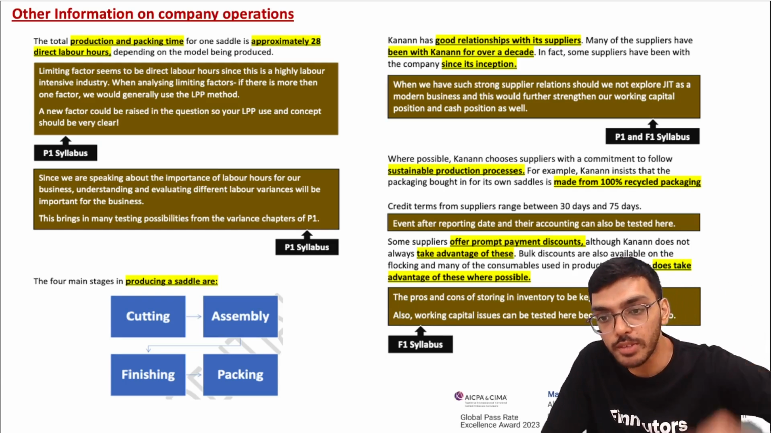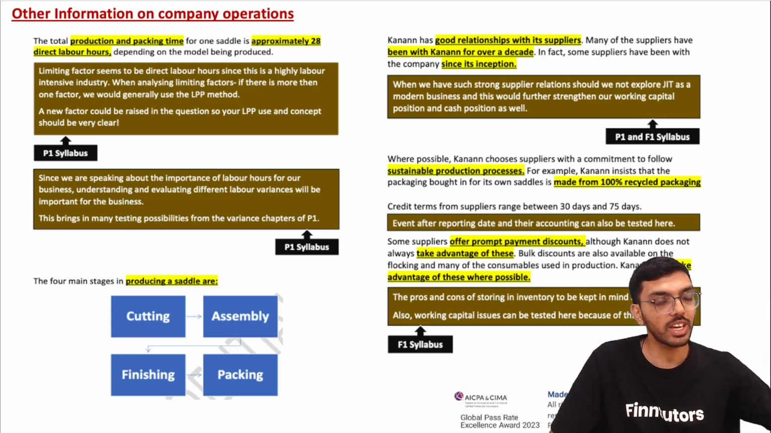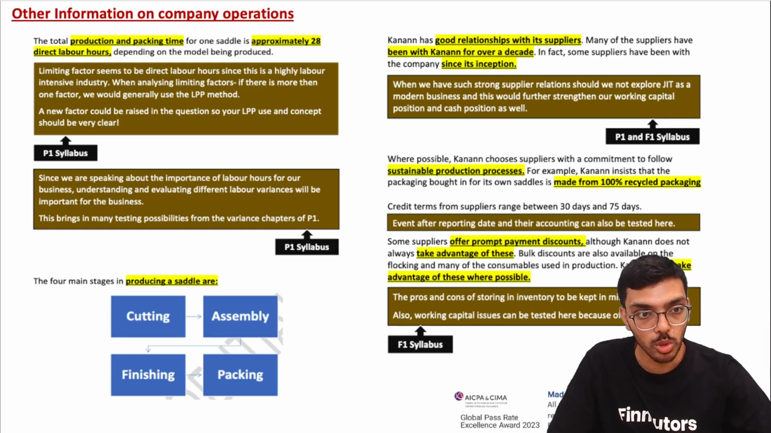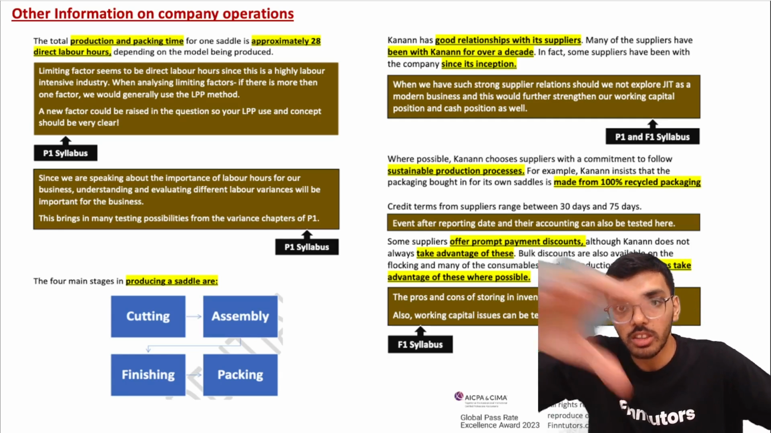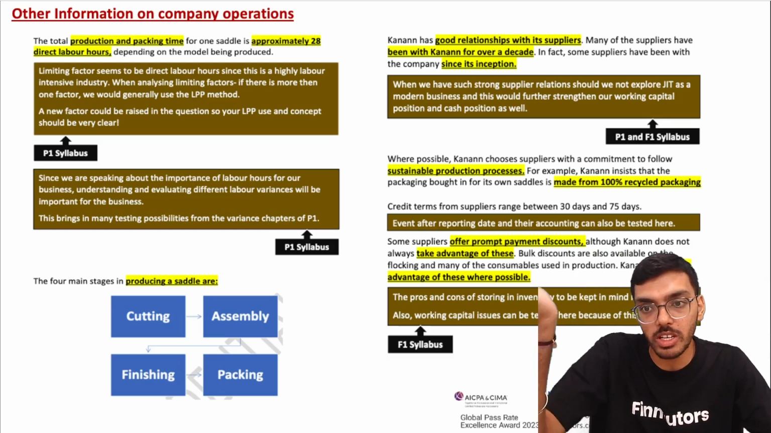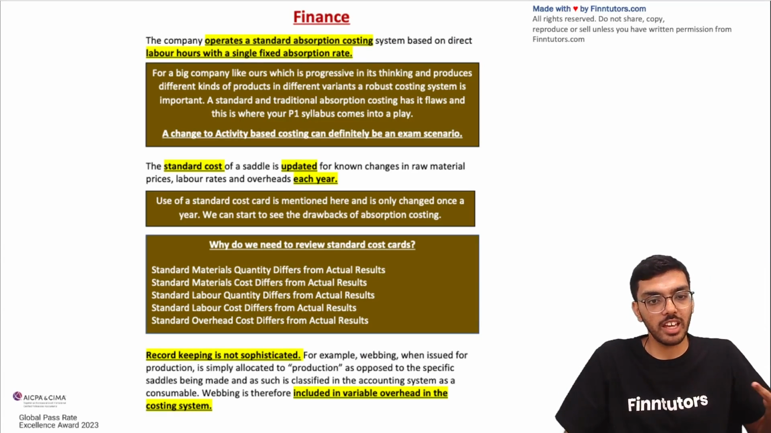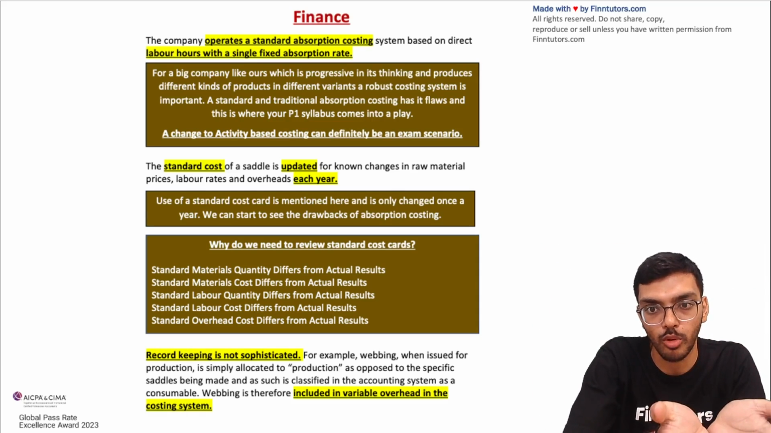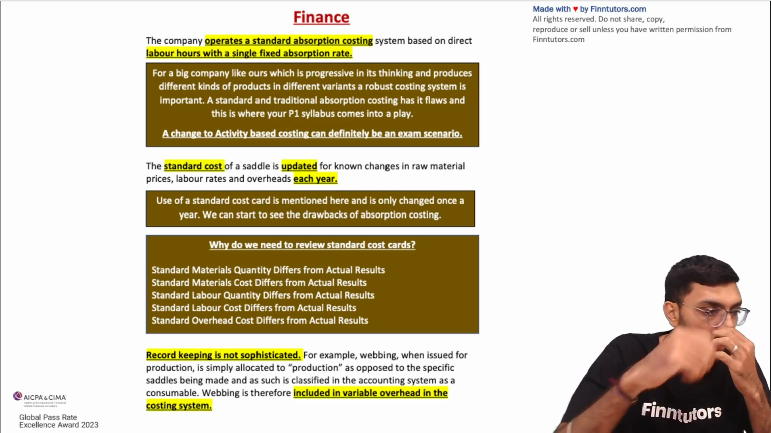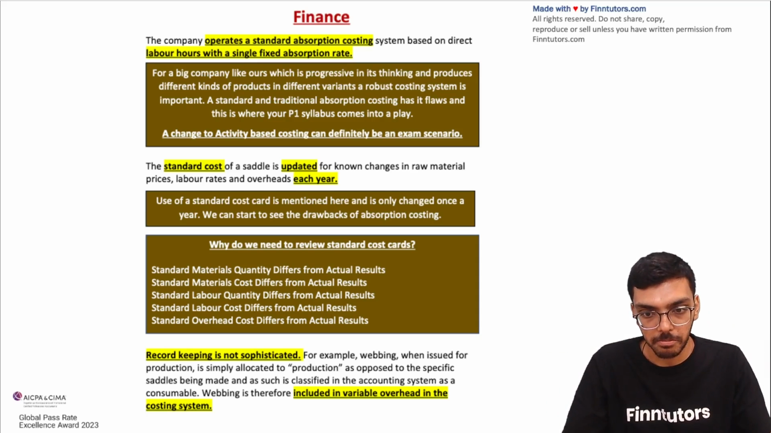So the pros and cons of storing inventory need to be kept in mind. If you store a lot in inventory, it means a lot of cash is situated in one place, so you are losing out on the opportunity to use that cash somewhere else. This is your working capital cycle. The pros and cons of working capital. Again, F1 syllabus. So through these other operations that I spoke about, I gave you a picture of the 4 processes which Kanann follows, and under each process I gave you some opportunities which I know are very much tested in the exam.